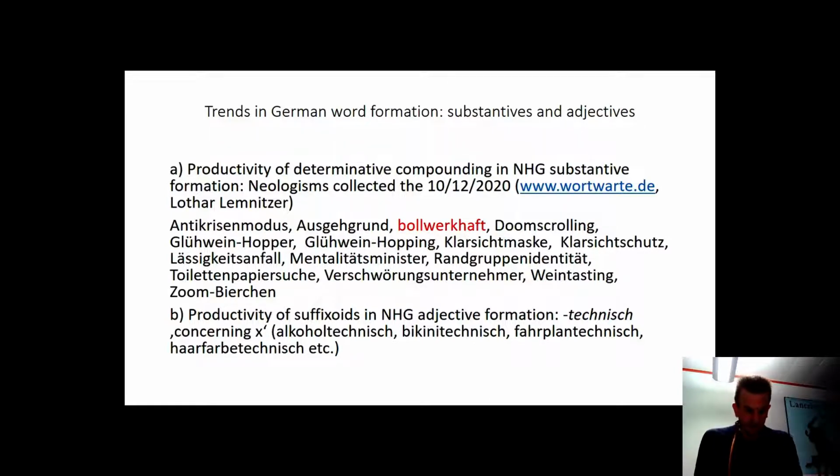As characteristic as the highly productive determinative compounds and the conversion of lexical morphemes into derivational morphemes are for the word formation of contemporary New High German, both tendencies are anything but new. For comparison, let us look at the corresponding word formation processes in the older language periods.